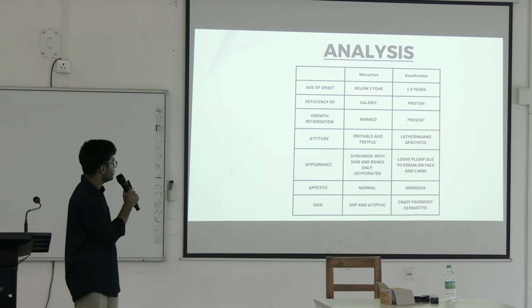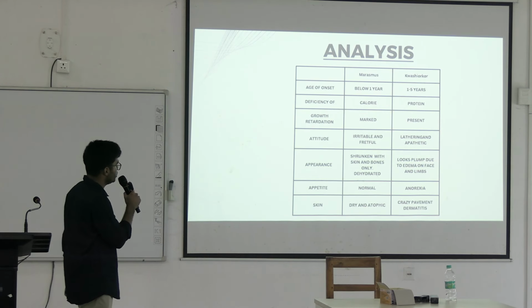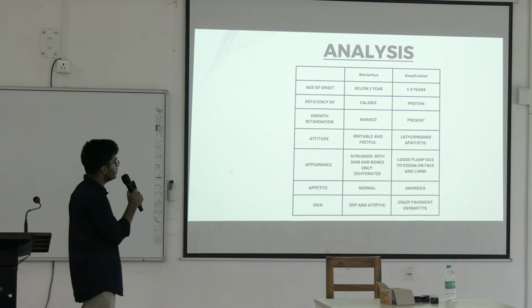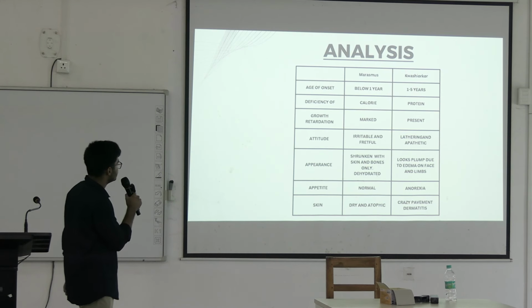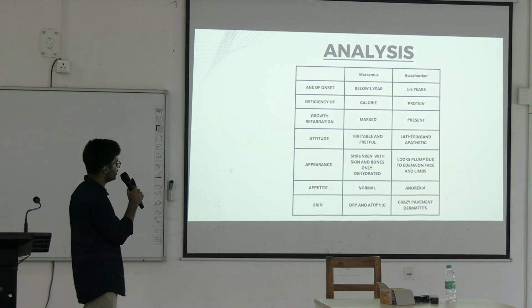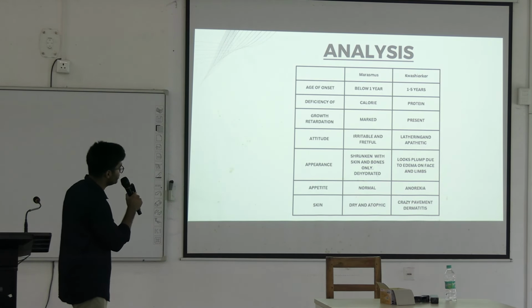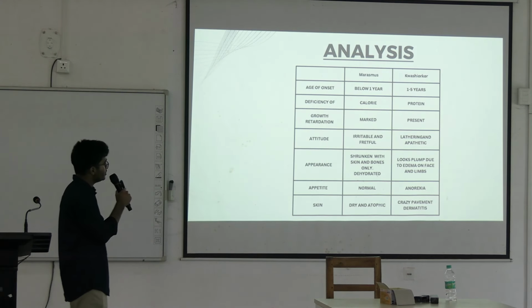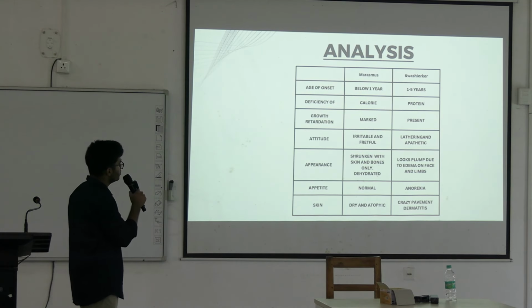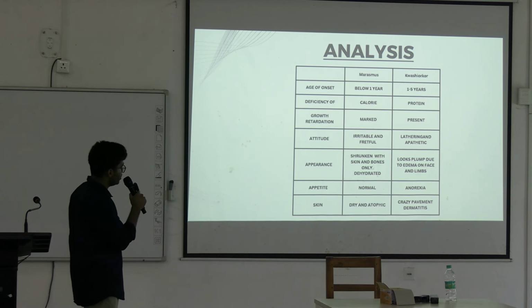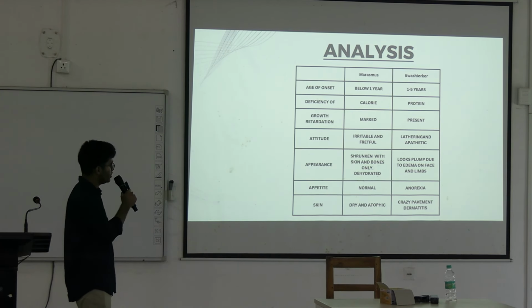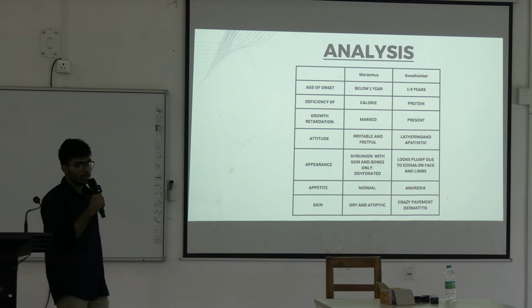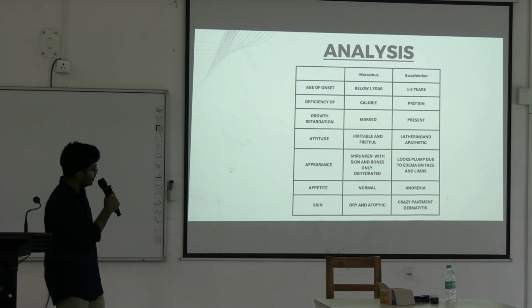Comparison between marasmus and Kwashiorkor. Age for marasmus is below 1 year and for Kwashiorkor 1 to 5 years. Deficiency of calorie in marasmus and protein deficiency in Kwashiorkor. Growth retardation in marasmus is marked and in Kwashiorkor it is present. Attitude in marasmus is irritable and fretful. In Kwashiorkor it is lethargic and apathetic.